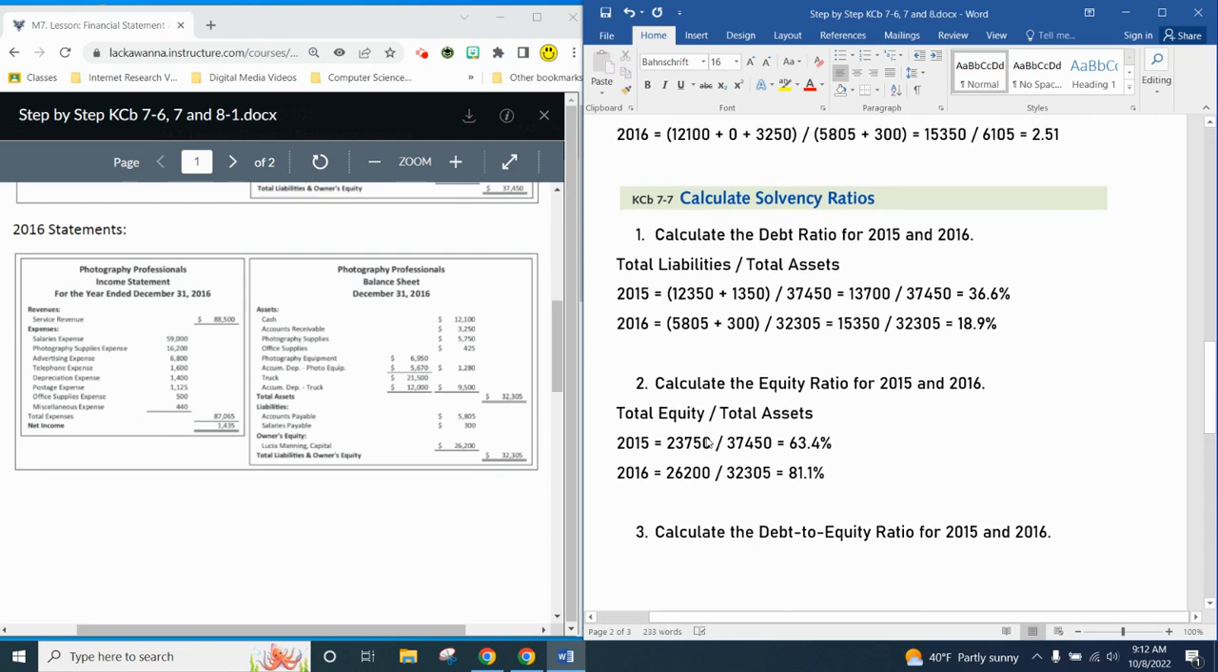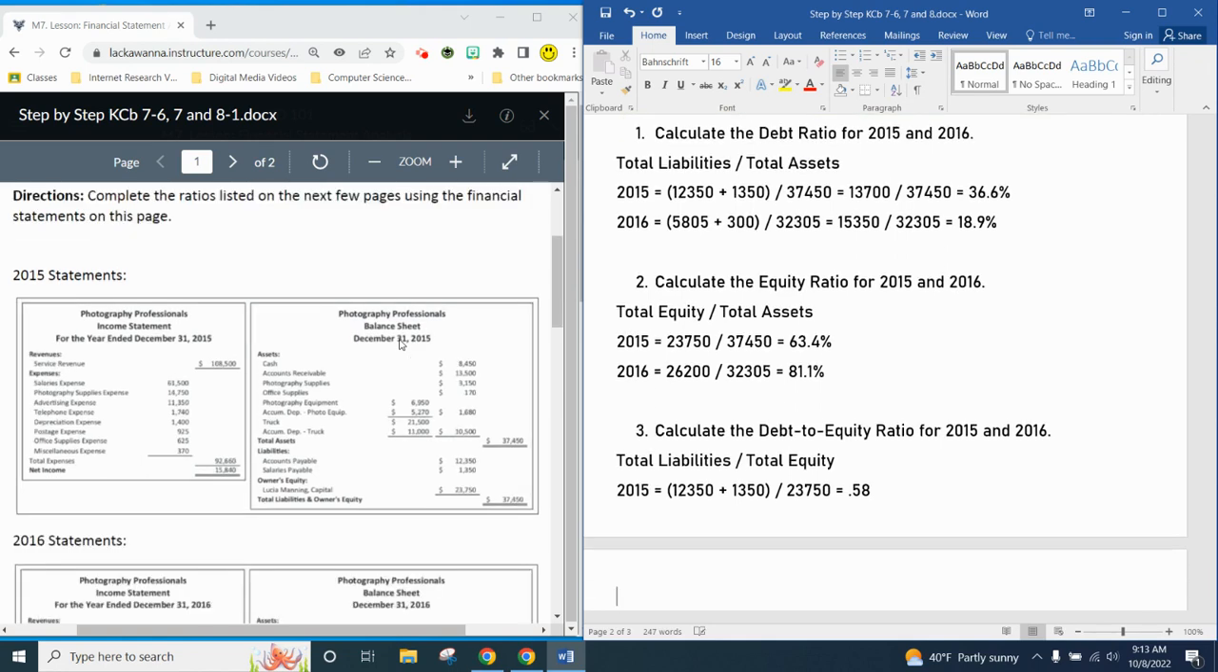Okay. Debt to equity ratio, we're looking at total liabilities divided by total equity. So for 2015, we know our total liabilities is 12,350 plus 1350. We're going to use that number a lot. Divided by our total equity, which is our capital, 23,750. And we get 0.58.